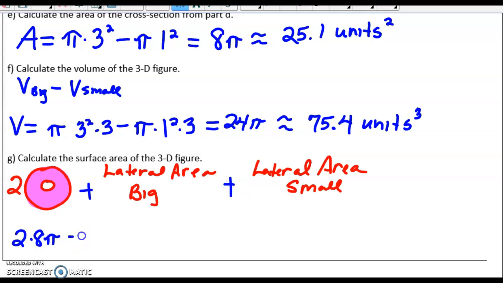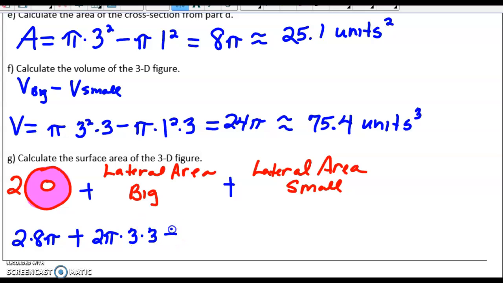Now, if I'm touching the outside, the sides of my cylinder, not the top or bottom, that's called the lateral area of the big. Remember, that is like one big rectangle. It's the circumference is the one dimension, which is 2 pi r, and the radius of the big one is 3. And then it's times the other dimension, the height. And the height of the cylinder is 3.